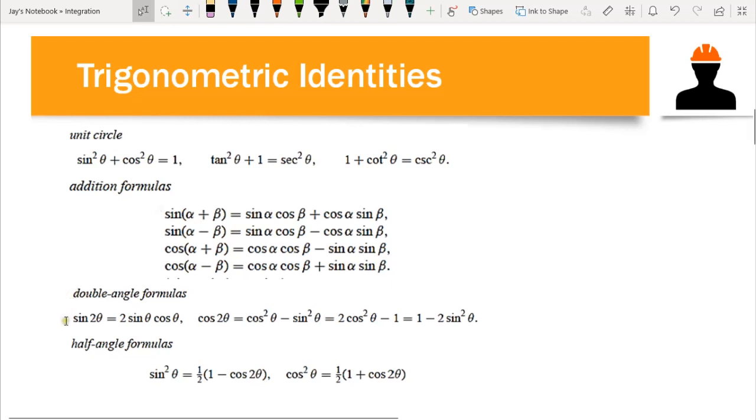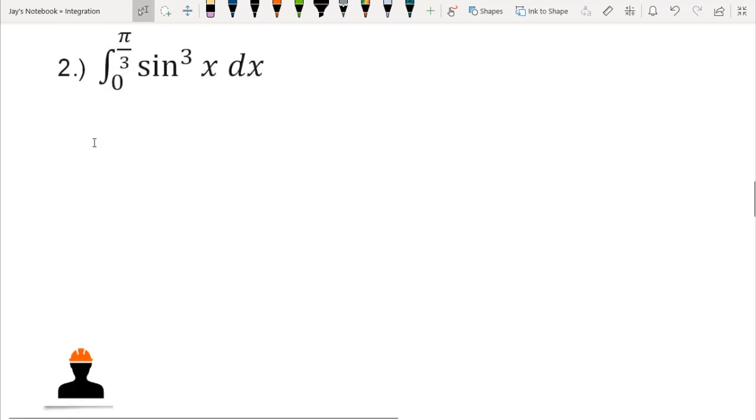We also have the double angle formulas here. So remember all of these trigonometric identities, and we also have the half angle formulas. I would suggest you familiarize yourself with all of these trigonometric identities. Some of the students find integrating trigonometric functions difficult because they are not familiar with all of these formulas. Okay, let's go back to the problem.